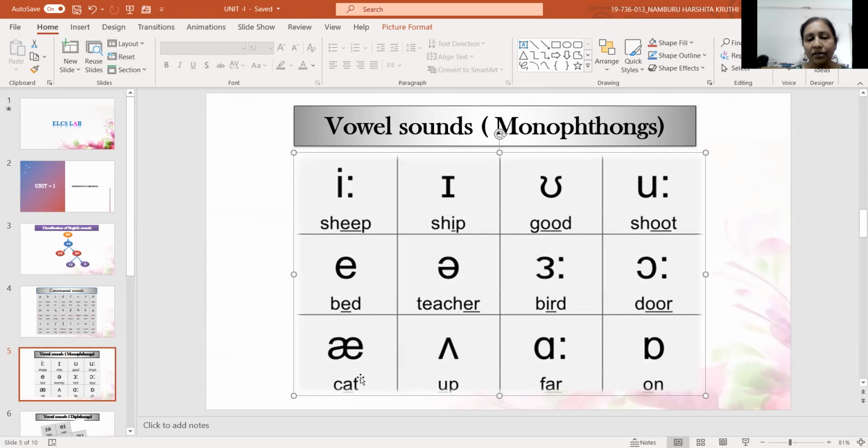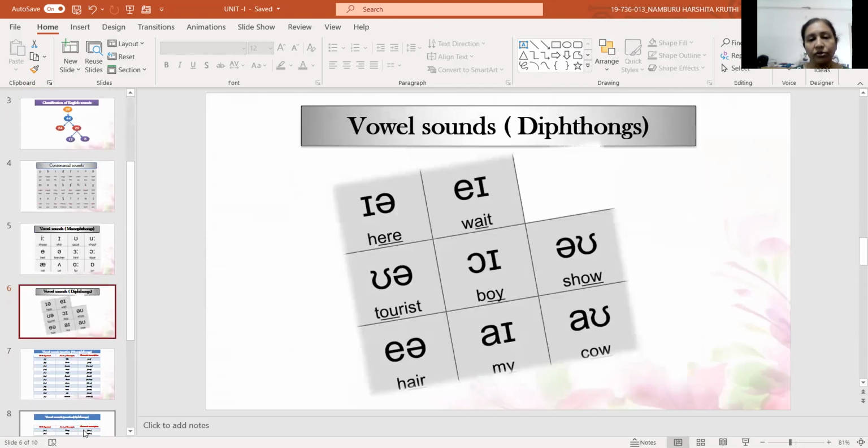Next, cat, a sound, and on sound, o sound. Okay, these are the monophthongs that we have. Next, we have diphthongs. Diphthongs are the double vowels. For example, this one is ear, air, poor, oi, ow, I, ow. These are the diphthongs. The practice can be done from this site called bbc.co.uk, the Learning English pronunciation part.